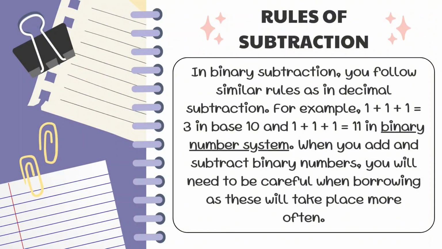In binary subtraction, you follow similar rules as in decimal subtraction. For example, in addition, 1 plus 1 plus 1 equals 3 in base 10, and 1 plus 1 plus 1 equals 11 in the binary number system. When you add and subtract binary numbers, you will need to be careful when borrowing as these will take place more often.